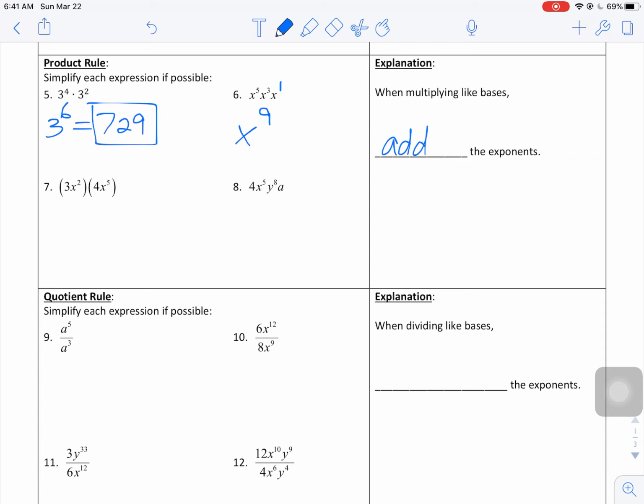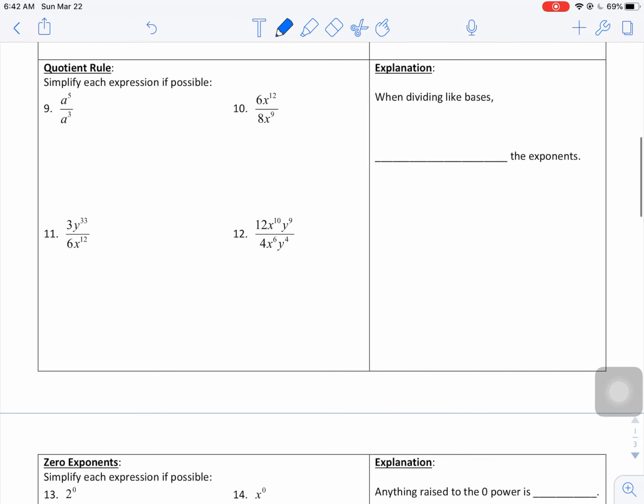On number 7, we're multiplying those two terms together. Coefficients, the numbers in front, get multiplied like normal. So 3 times 4 is 12. And then the x's match. So 2 plus 5 is 7. On number 8, I don't see any like bases. So I'm just going to rewrite that same answer because you can't do anything to that. You can't simplify it further.